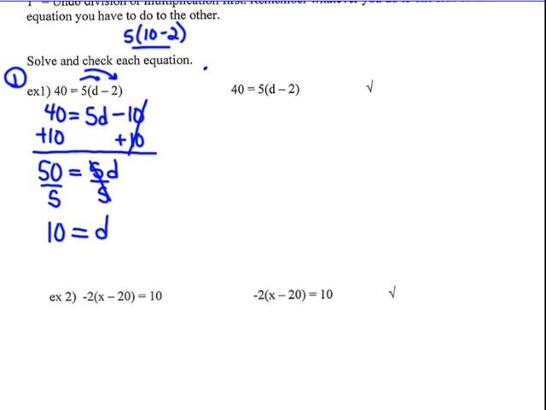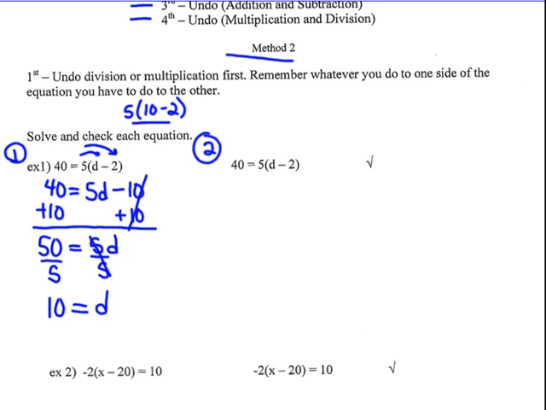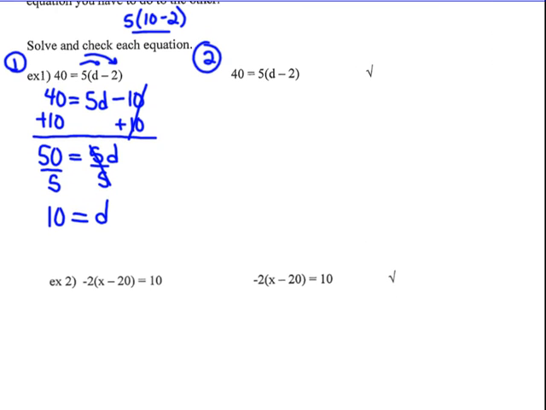Well, this is same equation doing method 2, where it says undo the division or multiplication first. Remember, whatever you do to one side of the equation, you have to do to the other. So instead of distributing this, which is the multiplying, I'm going to do the opposite of that first. I'm not going to distribute, and I'm going to divide both sides of the equation by that 5. Because 40 does divide by 5 evenly. So I get a nice whole number here. I get 8. 8 is equal to, those 5's cancel, d minus 2.